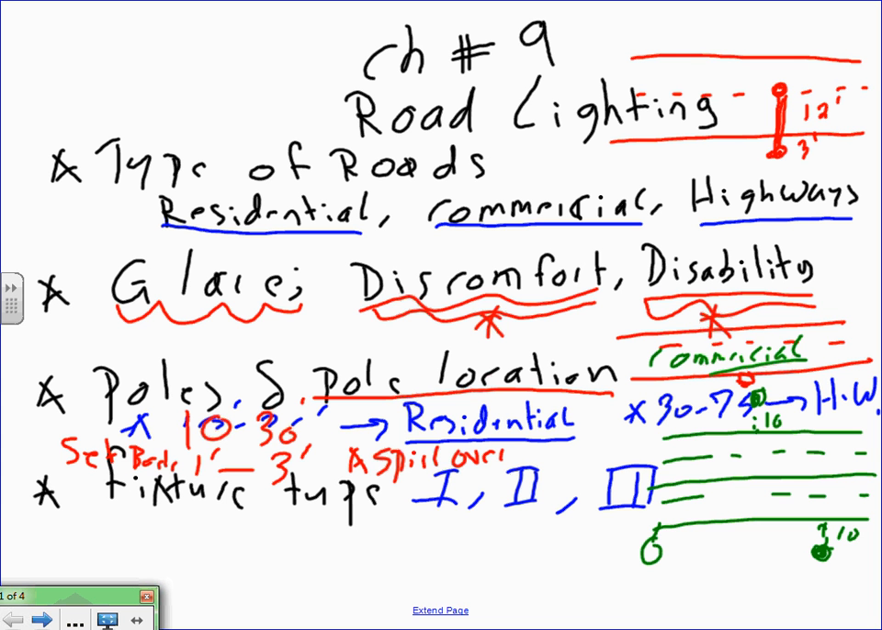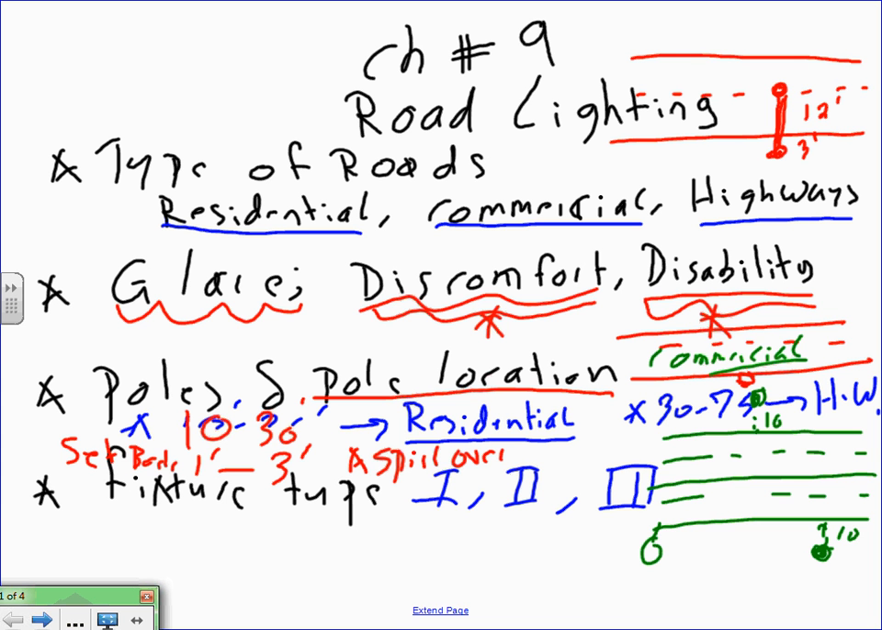Cool? Everybody knows where we are? A couple of things I want to highlight. I picked these directly from your book, chapter 9. Everybody knows that we're talking about streets and roads and highways and so forth. We're not talking about parking lots or indoor lights for this chapter.